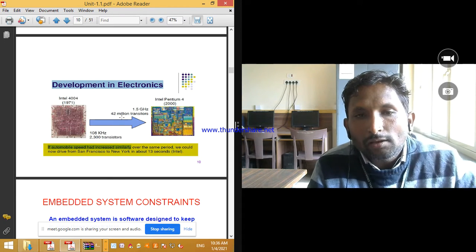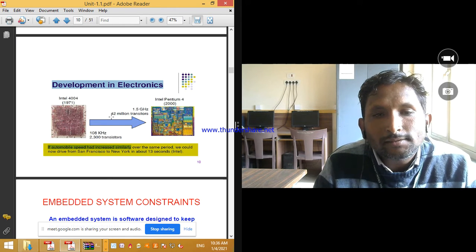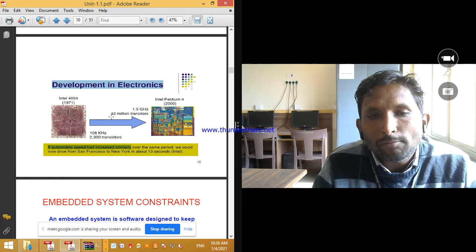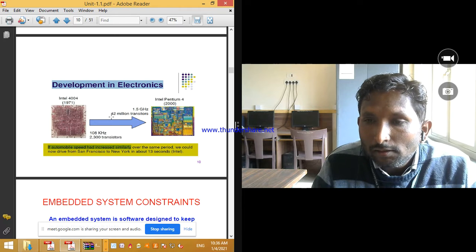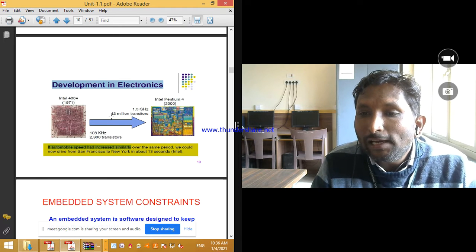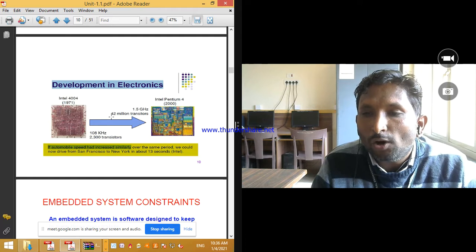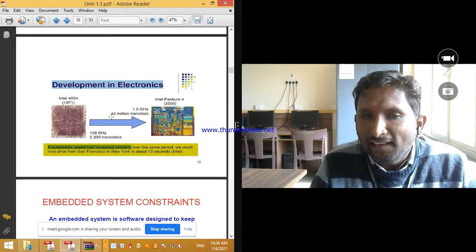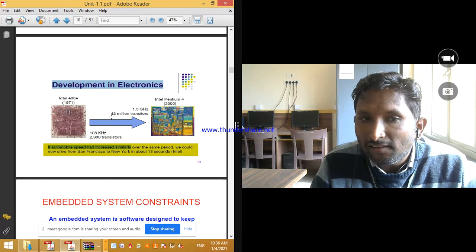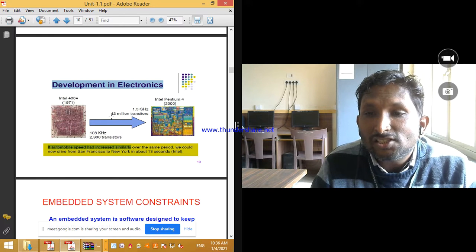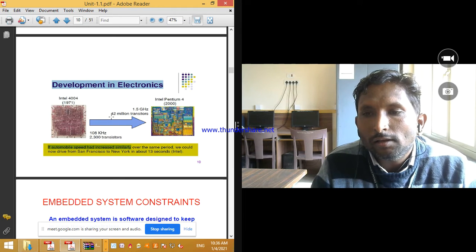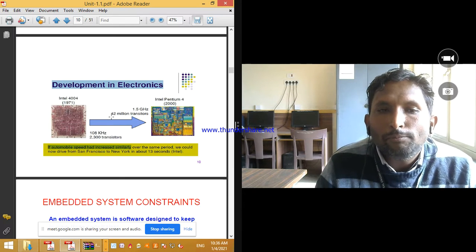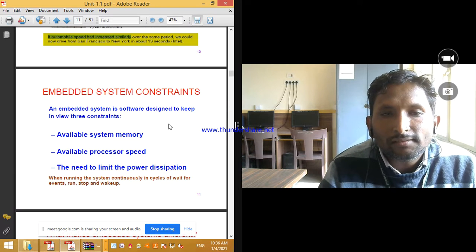In our language we are seeing, the transistors used in the Intel Pentium 4 number 42 million. 1 million means 10 lakh. If we multiply 10 lakh by 42, that is 420 lakh. What does it mean? It means near about 4 crore transistors are mounted on a single chip. This is the evolution that happened in processors.